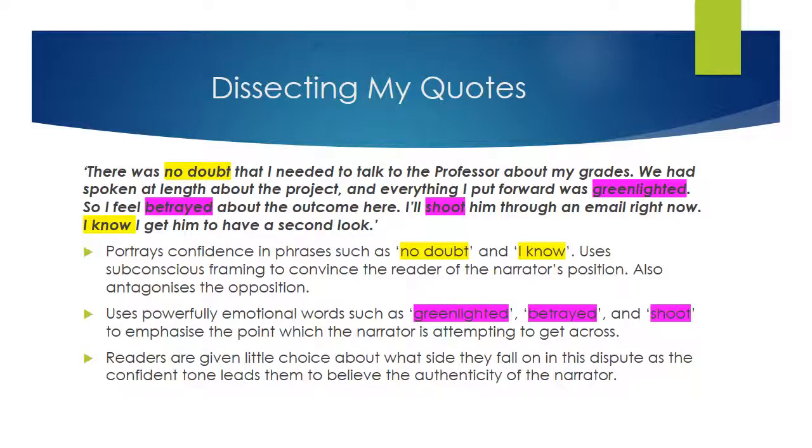However, at the same time, it's also antagonizing the opposition, as it makes them sound weaker and less believable, less credible. In terms of emphasizing certain words, you have powerful emotional words like green-lighted, betrayed, shoot. This is trying to emphasize the point which the narrator is attempting to get across. This quote projects a lot of confidence and credibility in the points the narrator is trying to make, and therefore builds trust between the narrator and the reader.